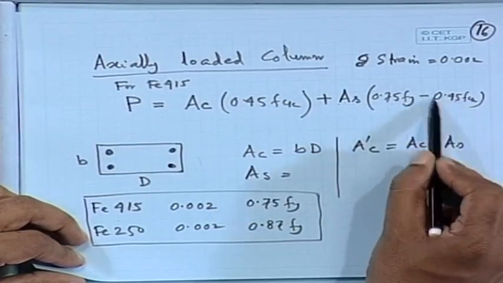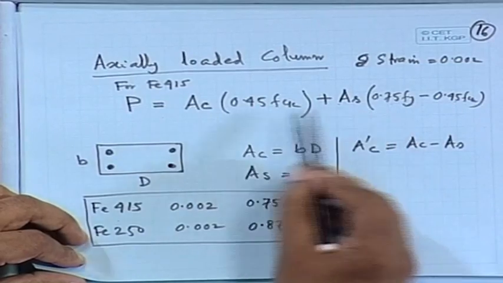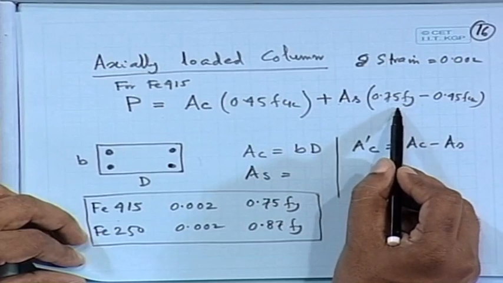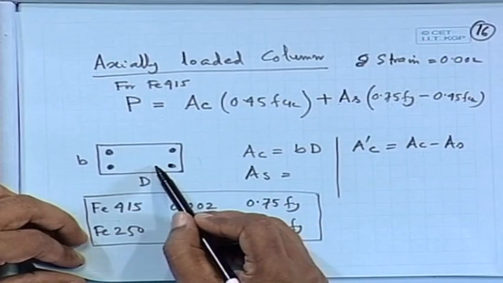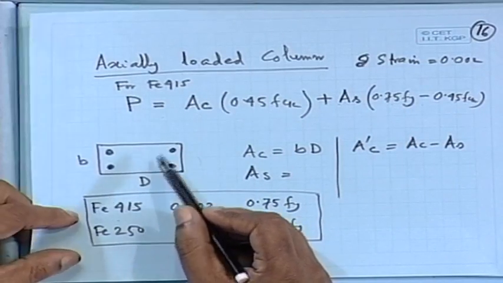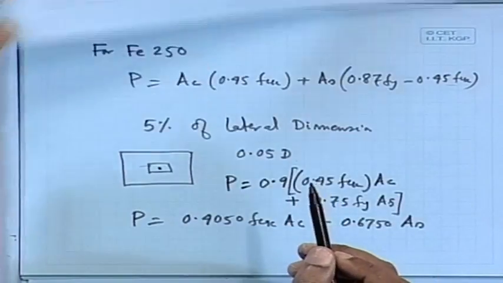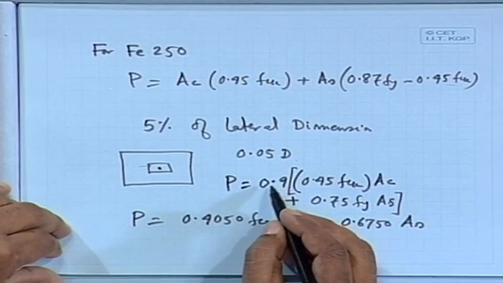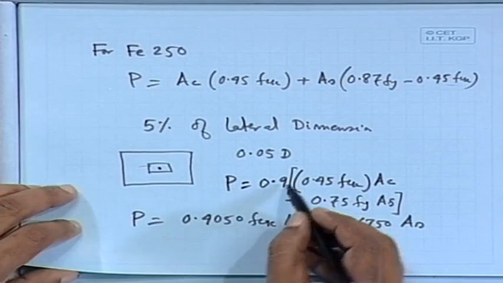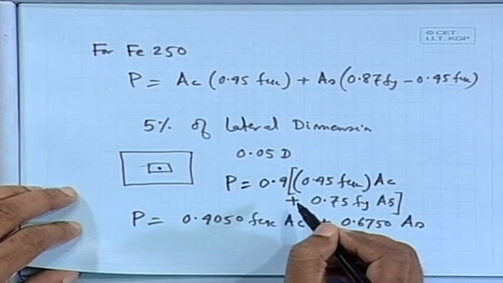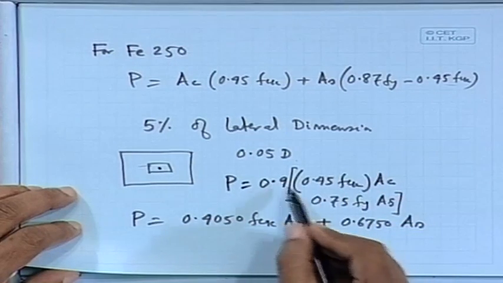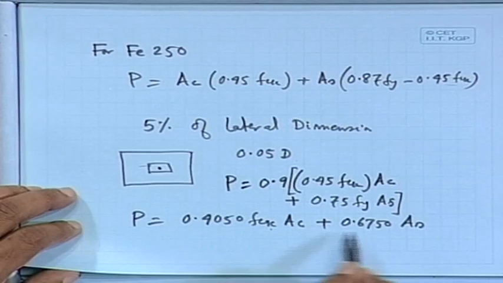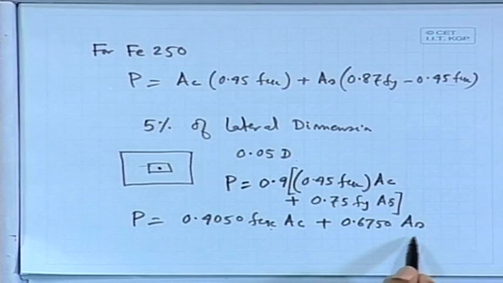So, whatever we have done here for this axially loaded column for Fe 415, if we ignore this portion, we can get 0.45 FCK AC plus 0.75 FY AS. Now, since we shall not be able to construct it without any eccentricity, even due to construction, that is why we are taking the maximum allowable load as 90% of that. So, we are getting 0.405 FCK AC plus 0.675 FY AS.